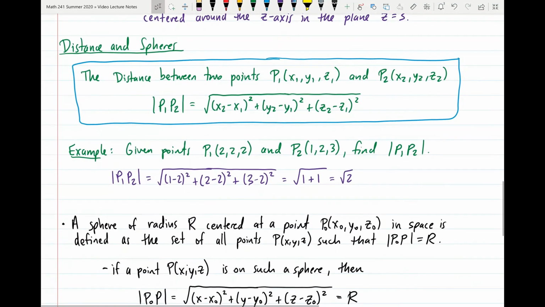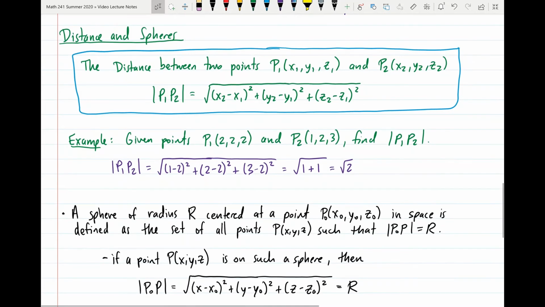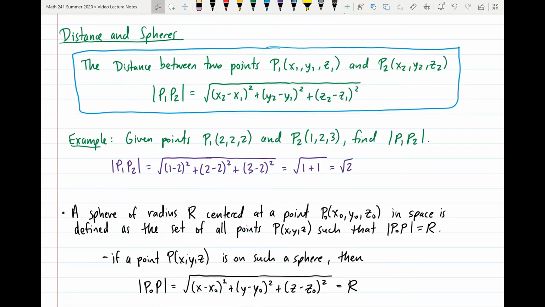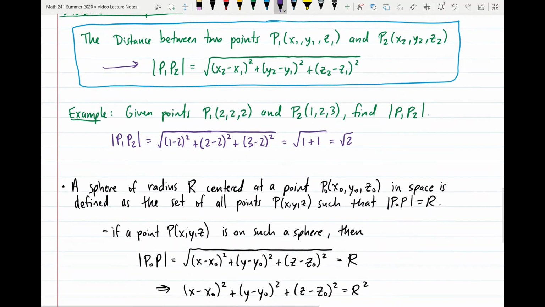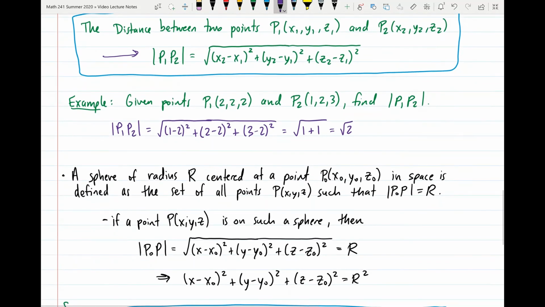Finally, for the last subsection of section 12.1, we're going to talk about distance and spheres. So the distance between 2 points in space is given by this formula here, because we can actually prove it. And a proof of this formula is given in the book. I don't want to go through it here, but if you want to, it is in the book. And let's go through a quick example of finding the distance between 2 points.